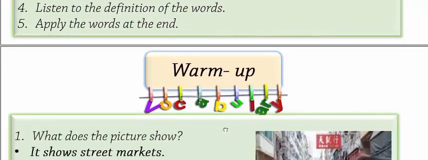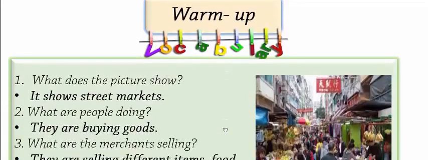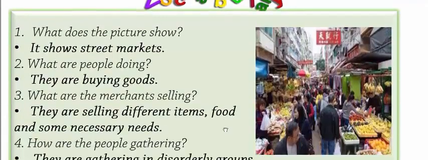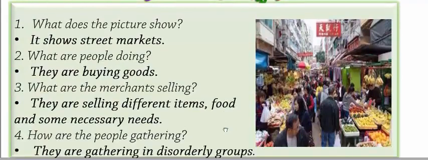Let's warm up by describing the picture and answering the following questions. What does the picture show? It shows street markets. These markets are full of people. What are the people doing there? They are buying goods. What are the merchants selling?